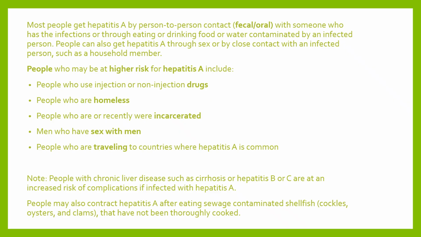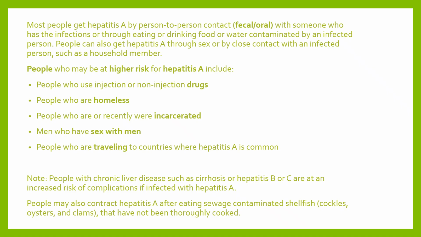Most people get hepatitis A by person-to-person contact or fecal-oral transmission with someone who has the infection, or through eating or drinking food or water contaminated by an infected person. People can also get hepatitis A through sex or by close contact with an infected person, such as a household member.